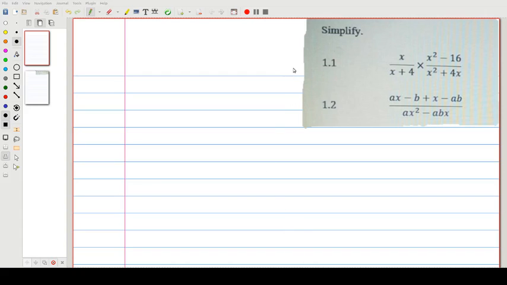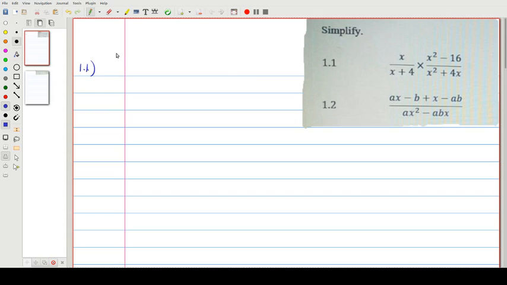Hi guys, I was asked by someone to do a few questions on simplifying algebraic expressions. These questions were sent to me, so I'm just going to address them. Question 1.1, we're asked to simplify the following. We've got x over x plus 4.